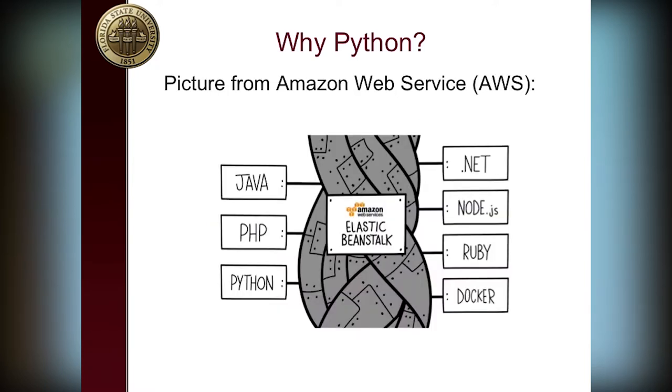Then how about Amazon? This is Amazon Web Services, AWS, from their official documentation page. Amazon provides hundreds of services. The thing called Elastic Beanstalk in the middle is just one of them, but a very influential one. So you can see the languages supported by the Amazon cloud. Again, Java, PHP, Python, .NET, Node, Ruby, and Docker. Docker is another thing, okay? We are not going to talk about that today.